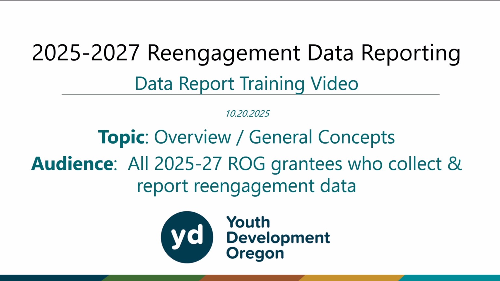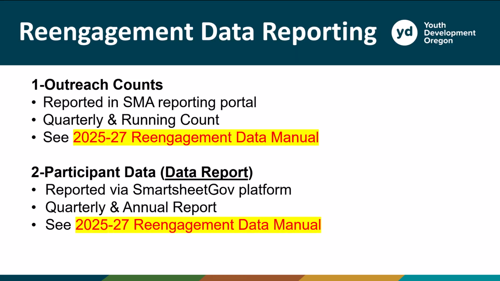The presentation will cover an overview and important general concepts for both new and returning ROG grantees who collect and report re-engagement data. Okay, so let's begin. Data reporting consists of both outreach counts and a data report. The data report uses individual level data, is reported quarterly with some additional elements captured annually, and will be reported through the online platform Smartsheet Go. This presentation will primarily focus on the data report.